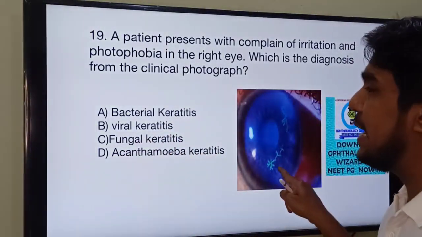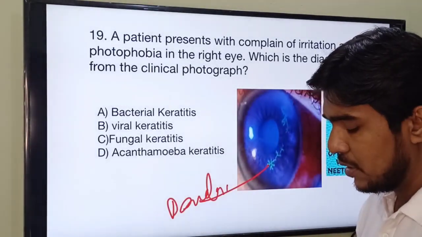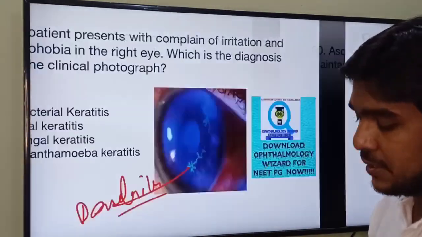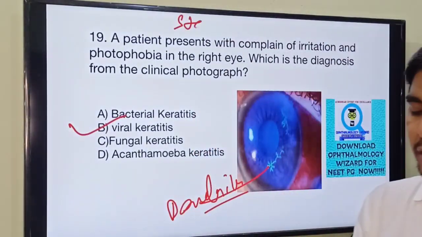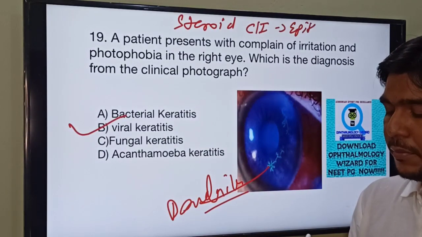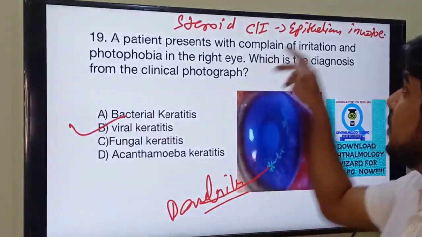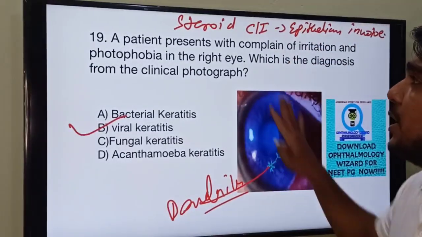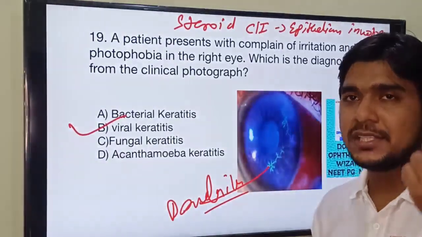Obviously, this is a typical dendrite. So this is dendrites. So the answer is viral keratitis. Remember one thing, that steroid is contraindicated in epithelium involvement. If epithelium is involved in the viral keratitis, steroid is contraindicated because it can lead to geographical ulcer.